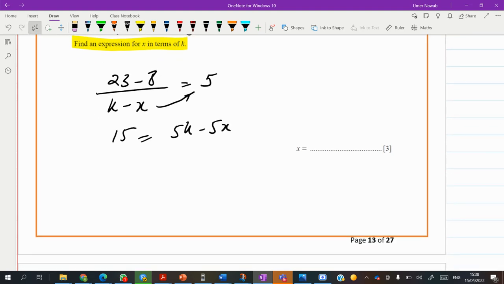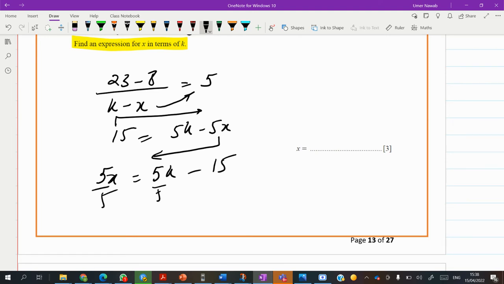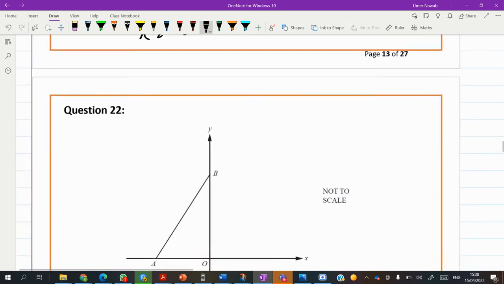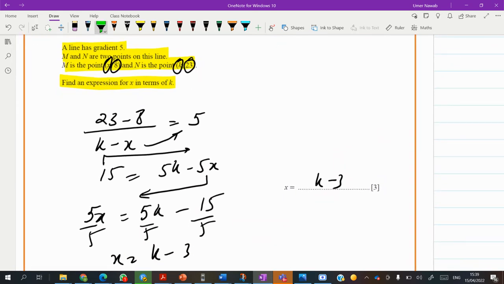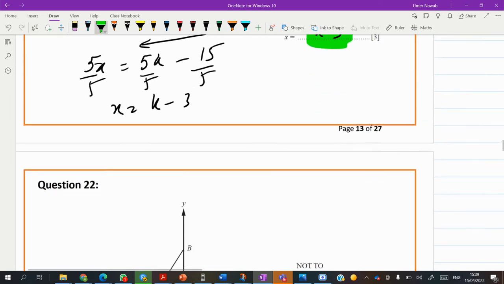We want to make x the subject, so send the minus 5x to the left and this one to the right. So 5x is equal to 5k minus 15, divided by 5. So x is equal to k minus 3. This is k minus 3, because he said write the answer in terms of k. So I have written the value of x in terms of k.